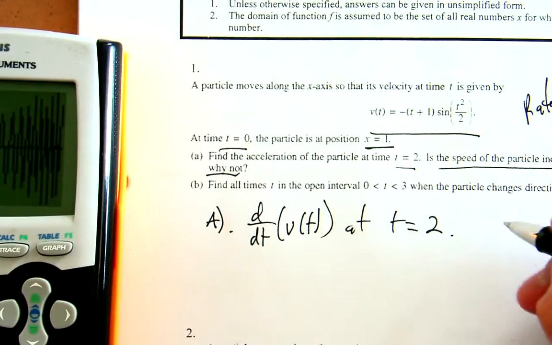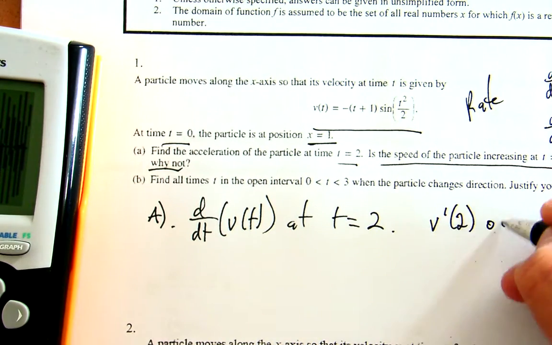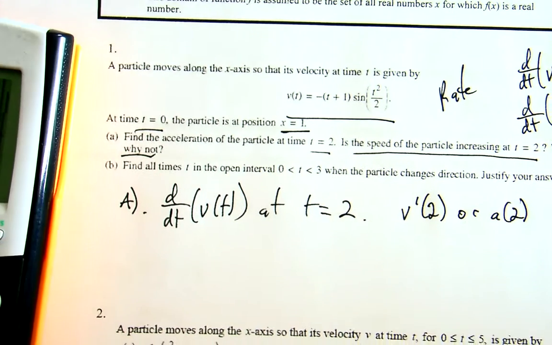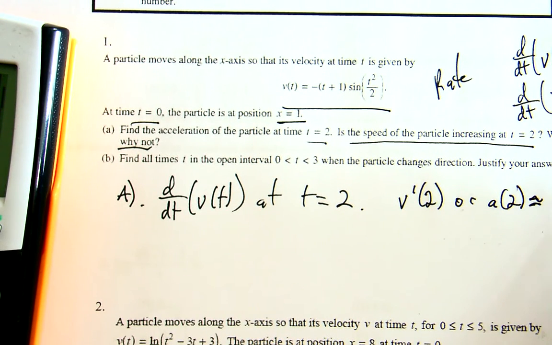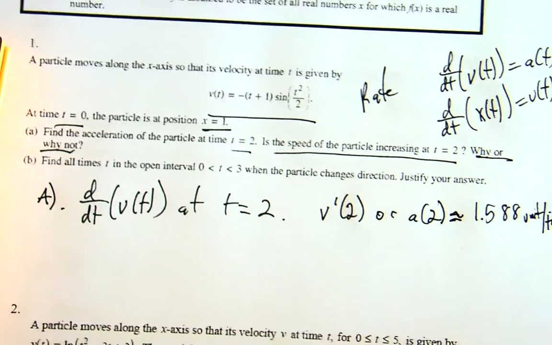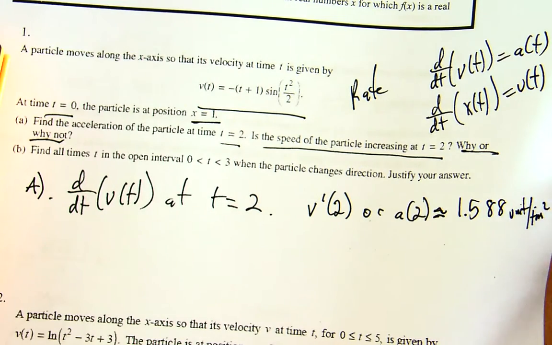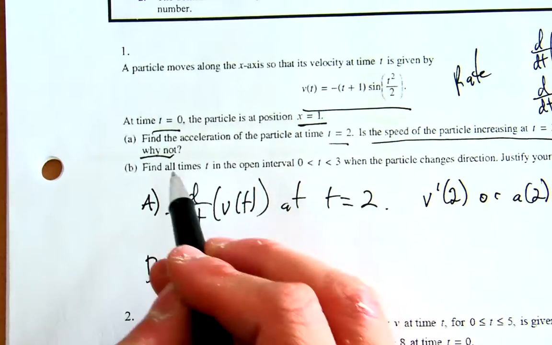So in this case, you can either say it like this, v prime of 2, or you can say a of 2 is approximately 1.588. And they don't give units, but you should put units per time squared, since it is an acceleration. Units per time squared here. That's part A.